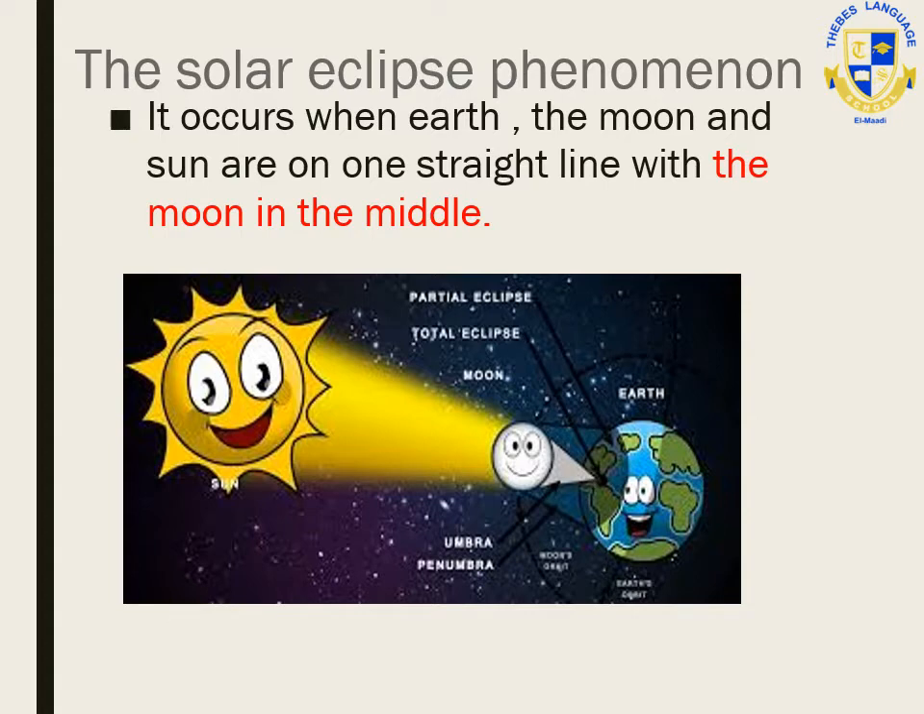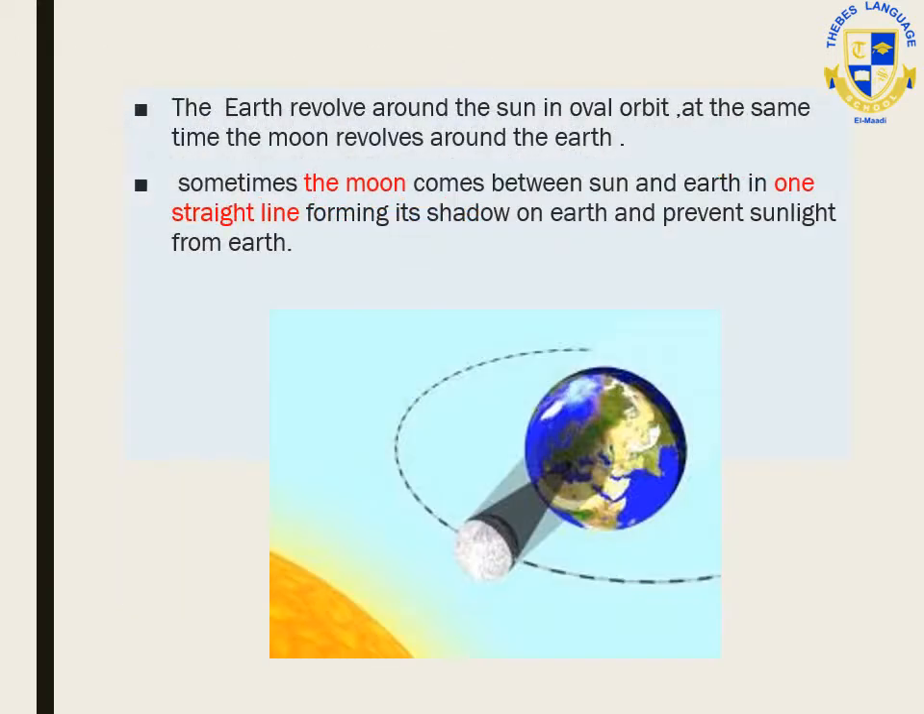What is the solar eclipse phenomenon? It's an astronomical phenomenon that occurs when the Earth, Moon, and Sun are on one straight line with the Moon in the middle. We know that the Earth revolves around the Sun in an oval orbit, and at the same time, the Moon also revolves around the Earth in an oval orbit. Sometimes, when they are moving, the Moon comes between the Sun and Earth in one straight line, forming its shadow on Earth and preventing the sunlight from reaching Earth.